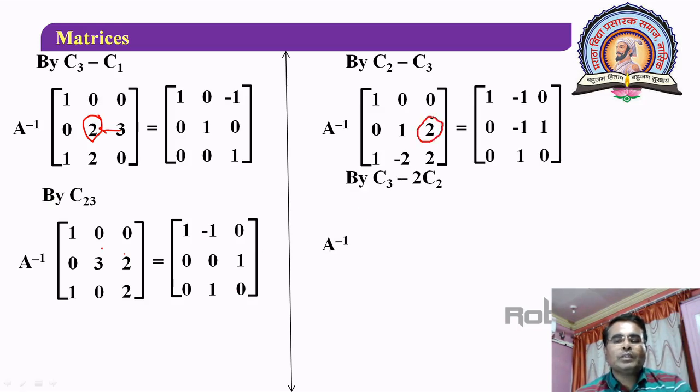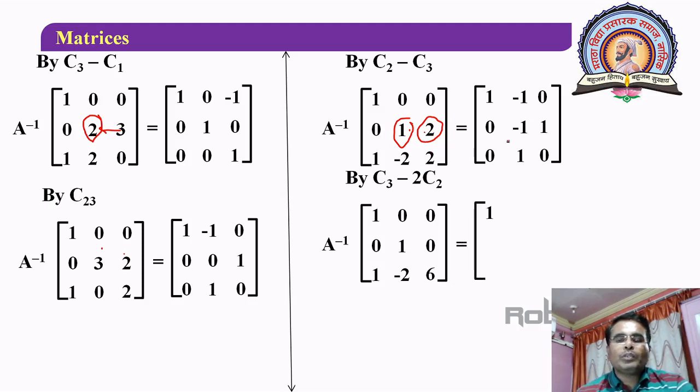How is that possible? C3 minus 2C2. Multiply this by 2 and subtract. So if you consider C3 minus 2C2, you will get first column 1, 0, 0 as it is. 1, 0, 1 as it is. Second column 0, 1, minus 2 as it is. But here 0 minus 0, it is 0. 2 minus 2, it is 0. And 2 plus 4, it is 6.